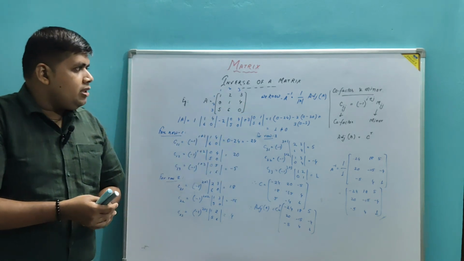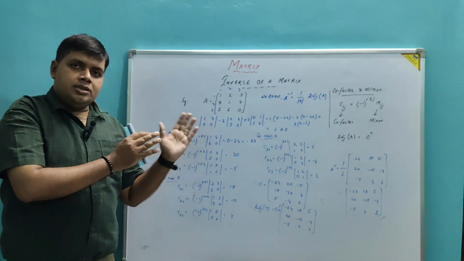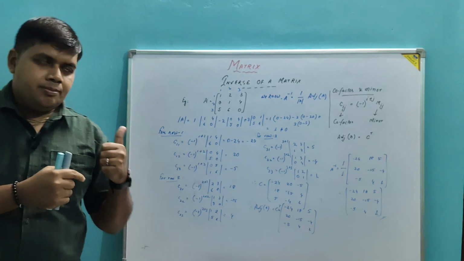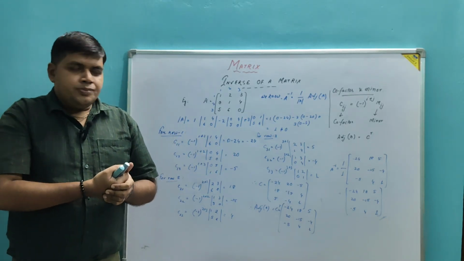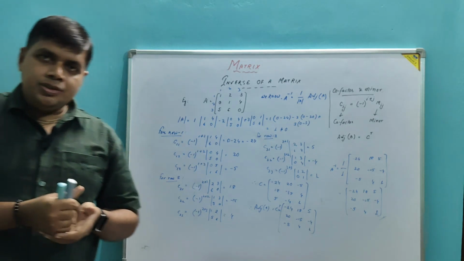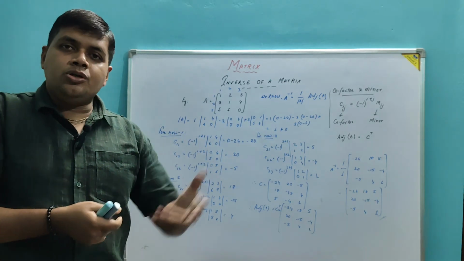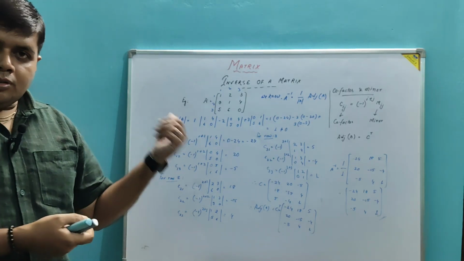So with this, I hope the concept of finding the inverse is clear. In the previous video we saw the 2 by 2 matrix; here we have seen how we can find the inverse of a 3 by 3 matrix. With this video, we'll conclude here. In the next video, we will look into how you can perform other operations on a matrix.